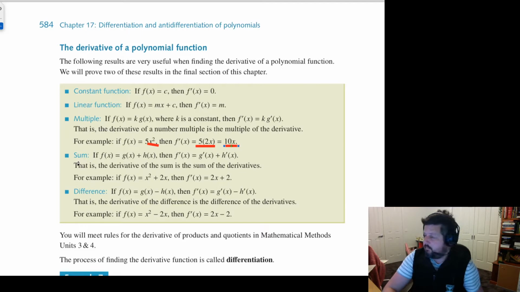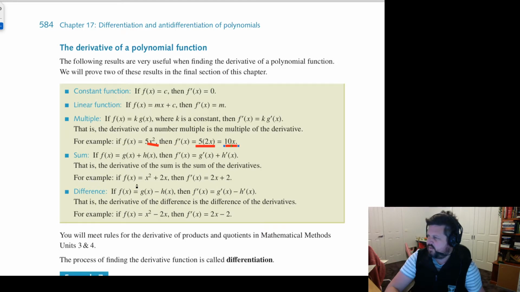Next part, sum. If you have a function that's made up of smaller functions, you just work out the derivative of each of those parts. So let's say you've got g of x plus h of x, then the derivative of f of x is the derivative of this part plus the derivative of this part, and so forth. Same thing applies for the difference if you are taking them away.